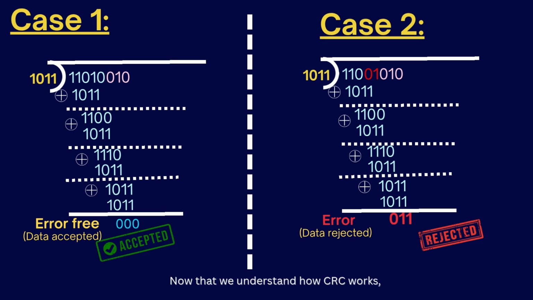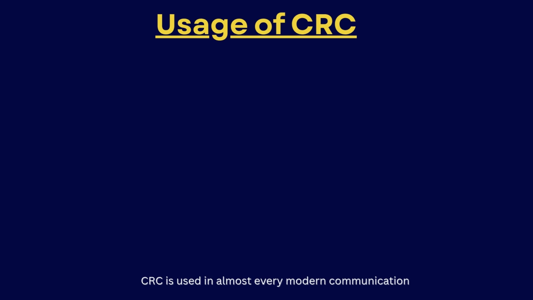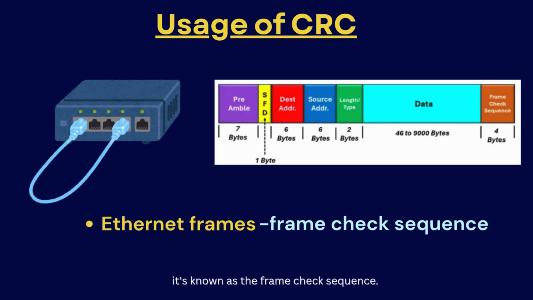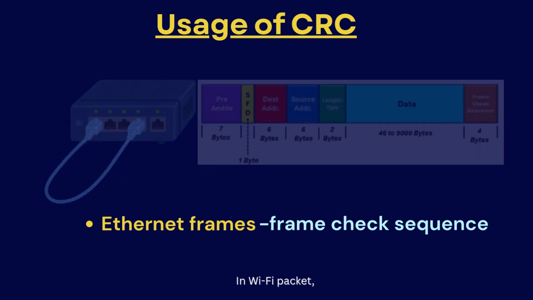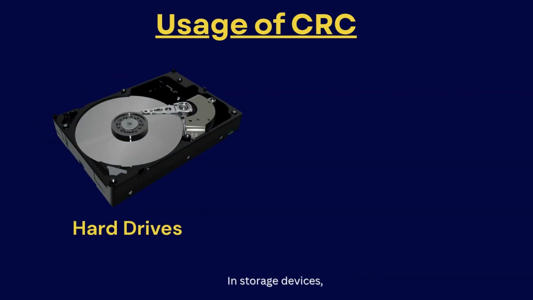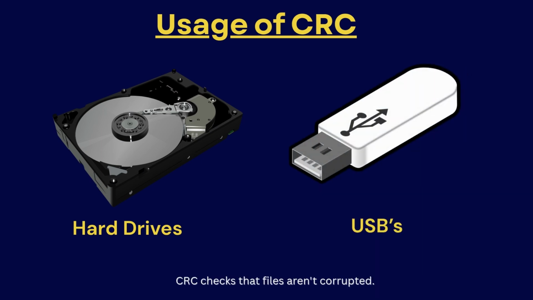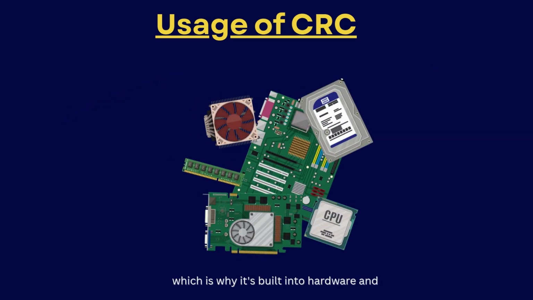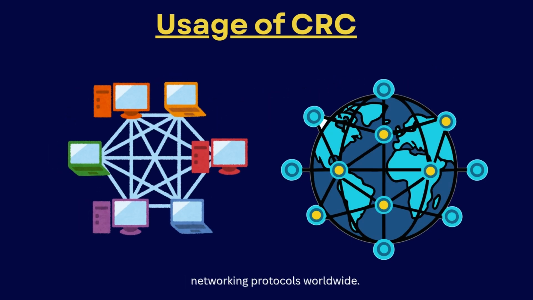Now that we understand how CRC works, let's see where it is used. CRC is used in almost every modern communication system. In Ethernet frames, it's known as the frame check sequence. In Wi-Fi packets, it ensures integrity before acknowledging data. In storage devices like hard drives and USBs, CRC checks that files aren't corrupted. CRC is fast, reliable, and efficient, which is why it's built into hardware and networking protocols worldwide.